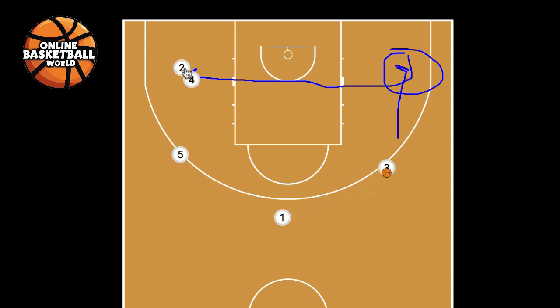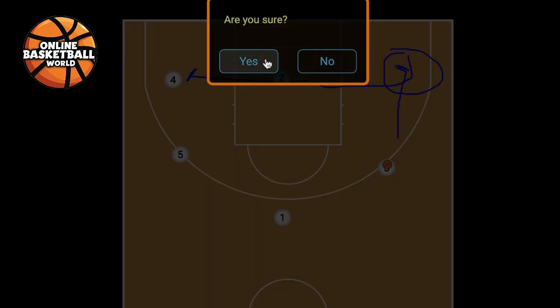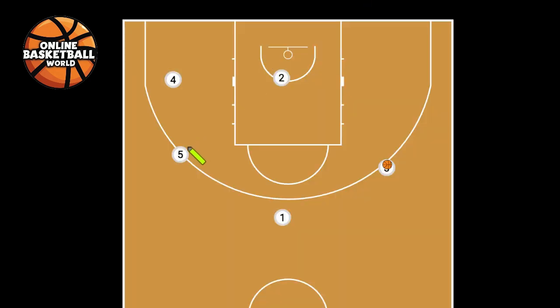Okay, so number 2 is then coming off of that screen, right? We have our flex cut right here, and they're going to try to post up and receive the basketball right here. If that doesn't work, okay, if we don't get that first initial look, which most often we're going to get, but if it doesn't, we're then going to screen the screener.